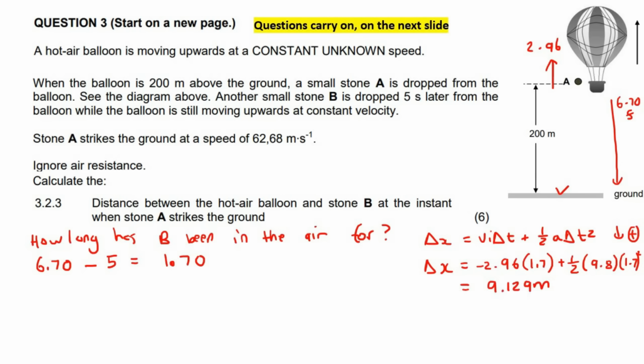Now that's not the answer. That is how far B has gone down. But at the same time that B was going down, the hot air balloon was going up. But what's nice about the hot air balloon, we can use the same formula for the hot air balloon actually.